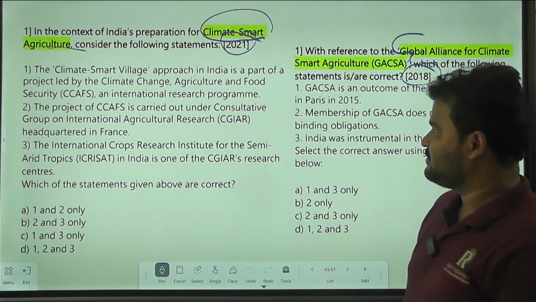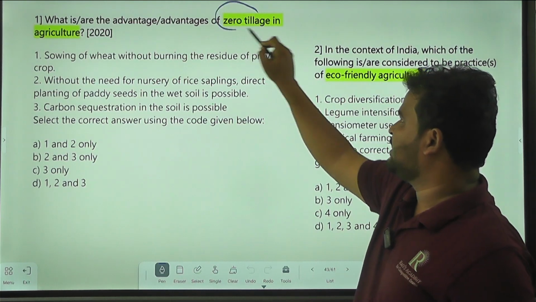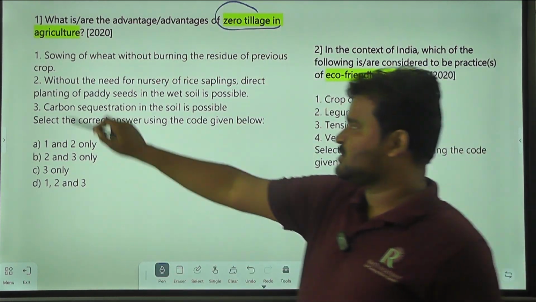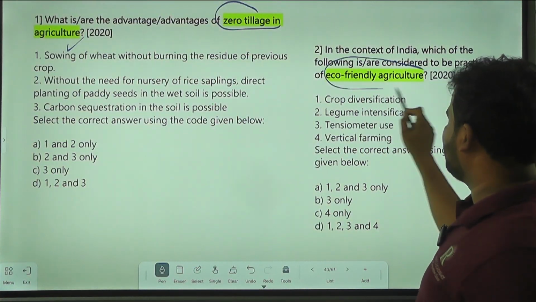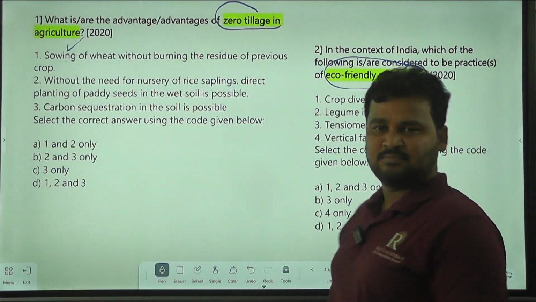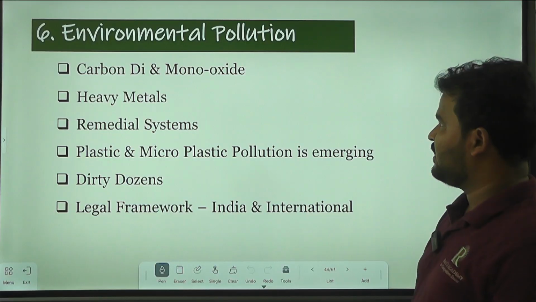Next after that, what are the advantages of zero tillage in agriculture? And again question related to agriculture. Question related to eco-friendly agriculture 2020. Okay, and one more thing.